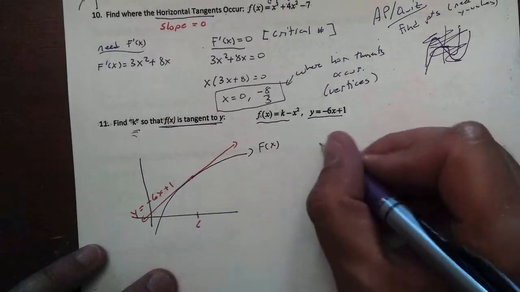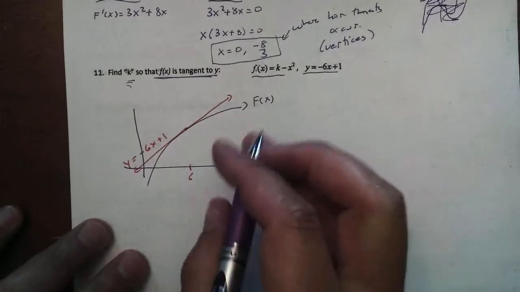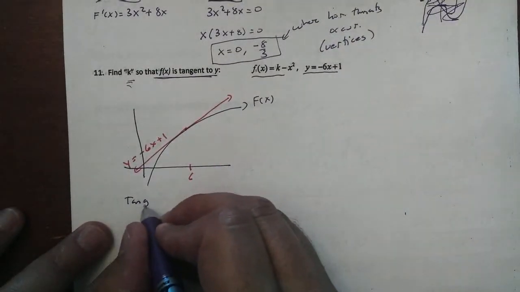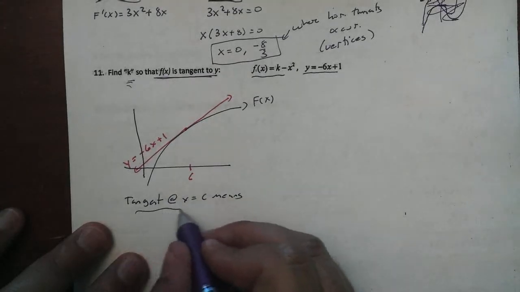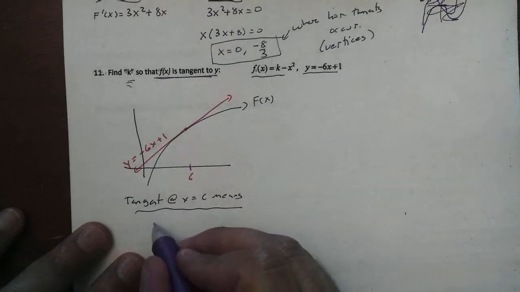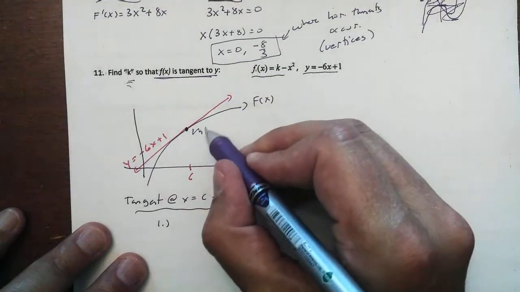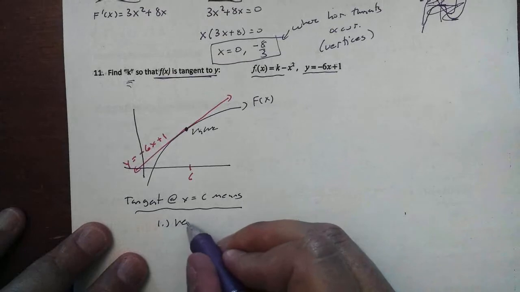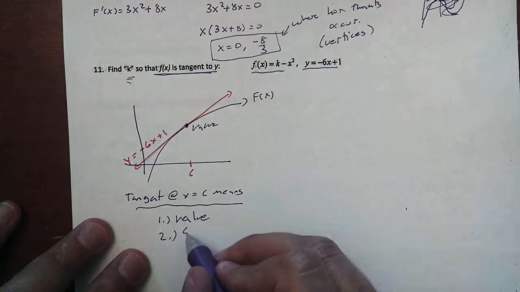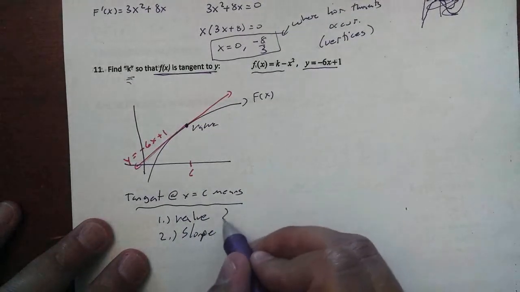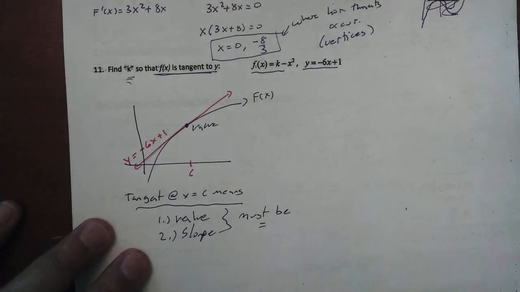So two things must happen for being a tangent, okay? So at x equals c, and I want you guys to write this down. This is a big one. This is a big thing for tangency. This is what tangent at x equals c means. Two things have to occur at a point of tangent. The first thing, at the point of tangency, they must have the same value. Second, they must have the same slope. These must be equal at that point of tangency.